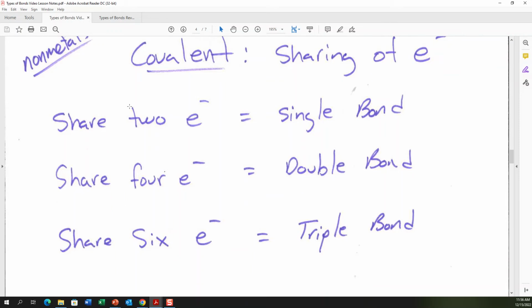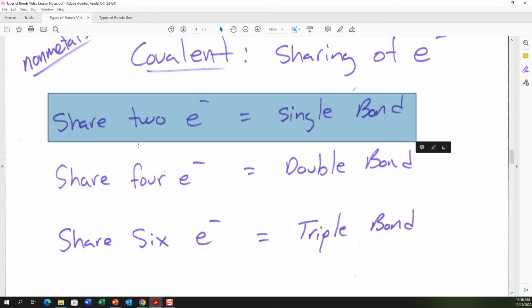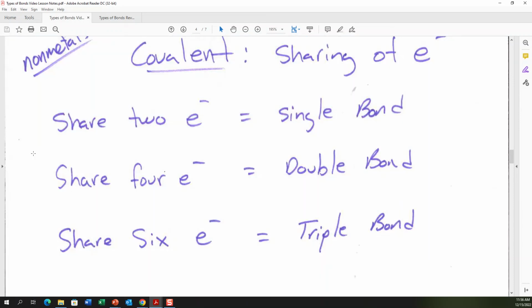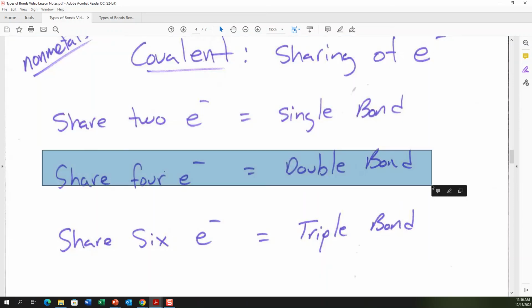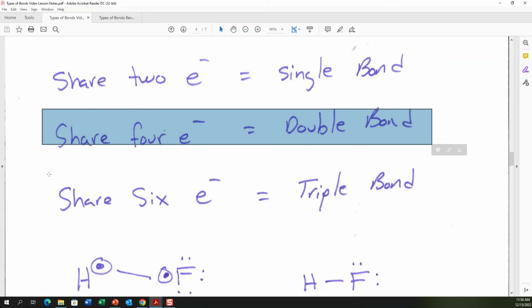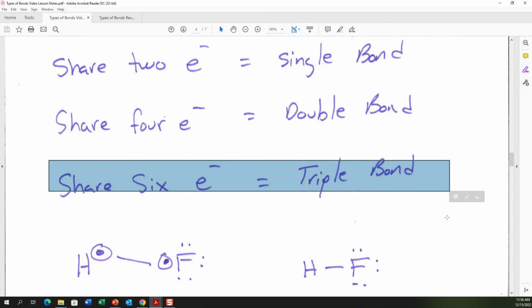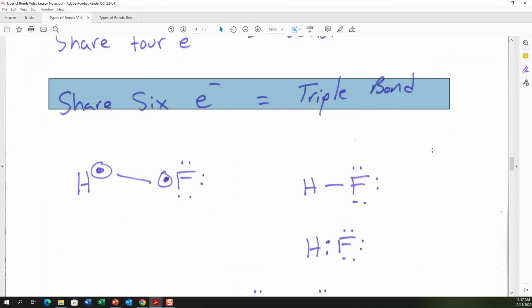Okay. So a couple things here. When two atoms share two electrons, that's called a single bond. When they share four electrons, that's called a double bond. And when they share 6 electrons, that's called a triple bond. It would be a single covalent bond, a double covalent bond, a triple covalent bond. Okay. So how does a single bond form?